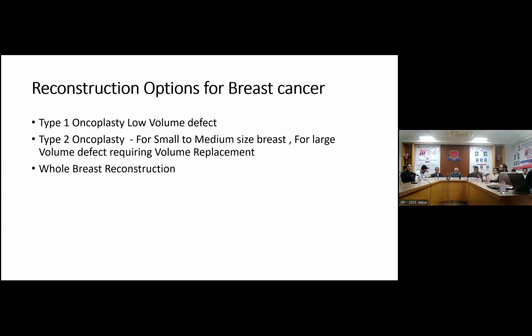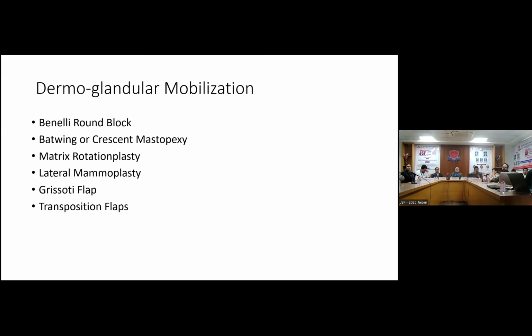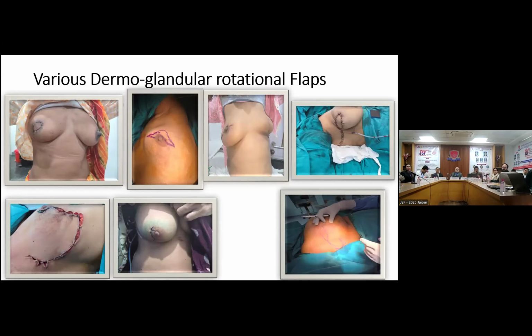And reconstruction options for breast cancer: we have type 1 oncoplasty, type 2 oncoplasty, and whole breast reconstructions. Mostly type 1 is based on dermoglandular mobilization. We have Benelli's round block, bat wing, Thyssen mastopexy, matrix rotation plasty, lateral mammoplasty, Grisotti flaps, and transposition flaps.